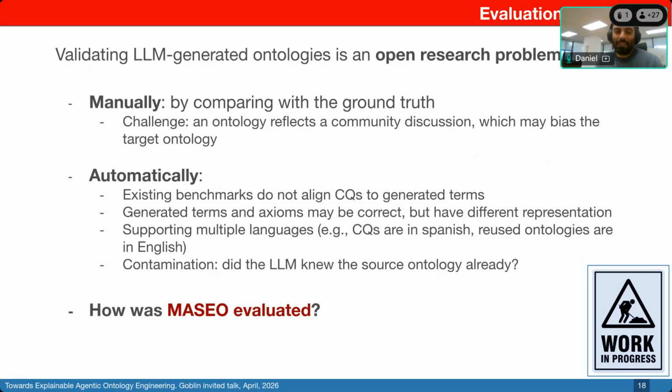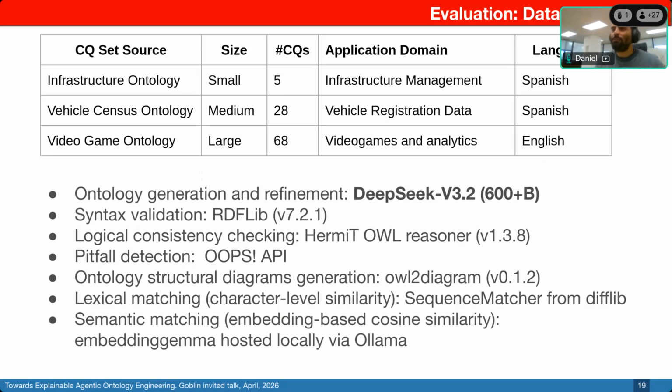Some competency questions may be in one language, but the terms may be in a different language, which is also a problem. And there is always the issue of contamination, which is, did the LLM already see this ontology before actually designing it? Then what's the point, no? Shouldn't you try with a different ontology? So what did we do to address this?